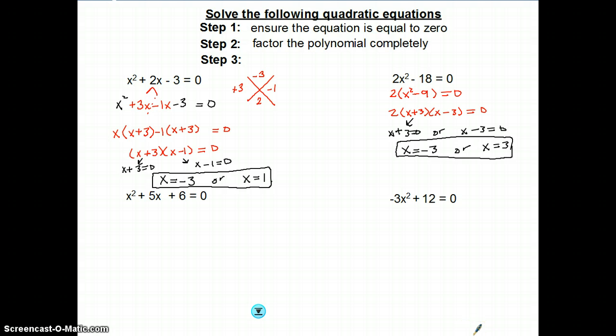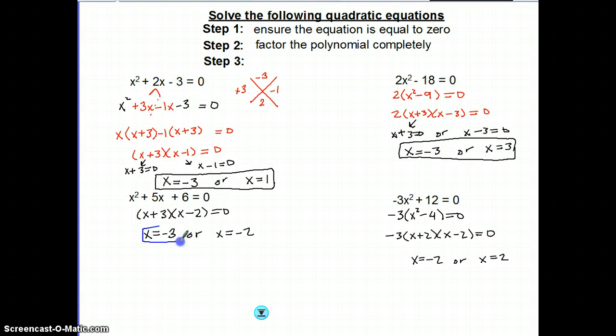Go ahead and take a moment to pause the video and try the next 2 on your own. First, you should have x equals negative 3 or negative 2, and on the right, you should have had negative 2 or positive 2. Remember, you needed to factor out a negative 3 first.